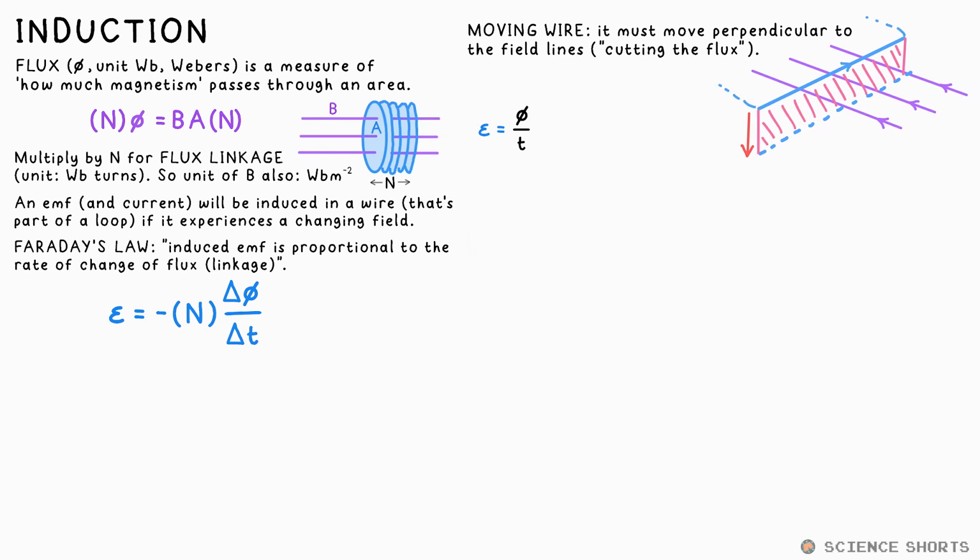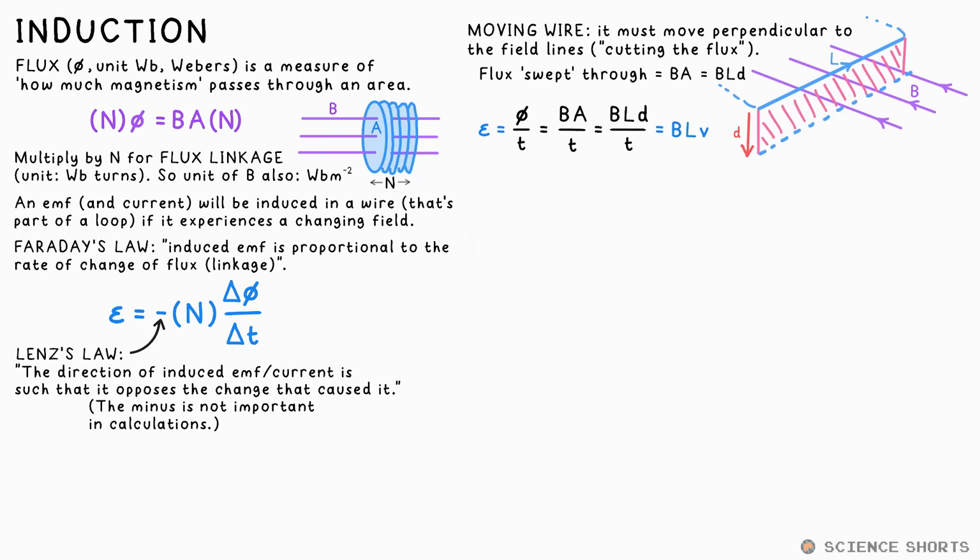We know that EMF equals delta phi over delta t, but I'm going to drop the deltas and minus here for convenience. We know that flux is equal to BA. This area is the area of flux swept through, we can say in time t. This area is equal to length of the wire times distance moved. So EMF is equal to BLd over t. Distance over time is speed, so it turns out in this case that EMF equals BLv. Nifty. So why is that minus there?